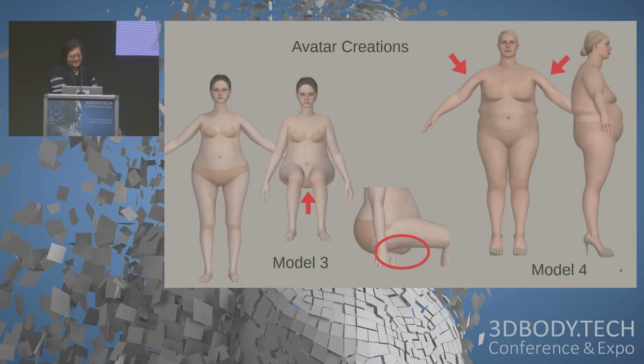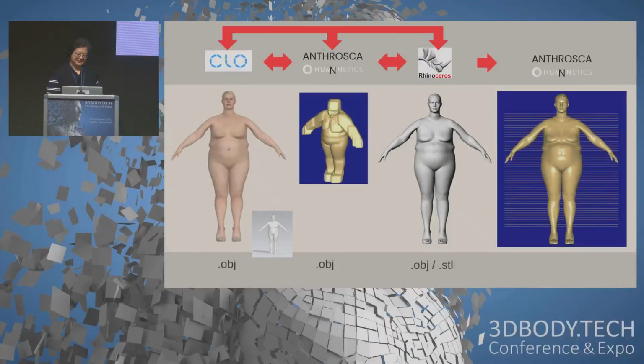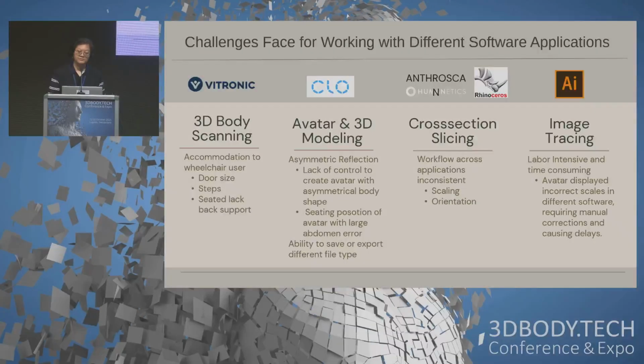It was a little bit difficult to input some of the measurements in the system. The challenges come when we have to use CLO to convert it to OBJ, so we can put it through AnthroScan that way. So there's a lot of back and forth with creating this. That is what we found out from using different technologies together to put together a dress form.